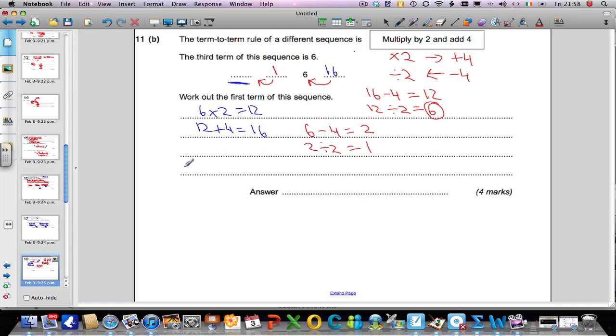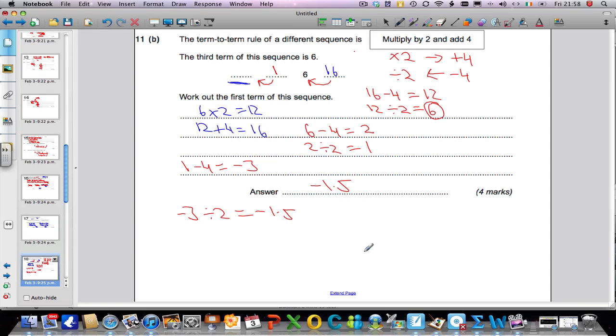So I'm going to do 1 take away 4, which gives me negative 3, and then negative 3 divided by 2. This tripped up a few people. Well, what would 3 divided by 2 be? It would be 1.5. That means minus 3 divided by 2 is minus 1.5. So the answer is minus 1.5.